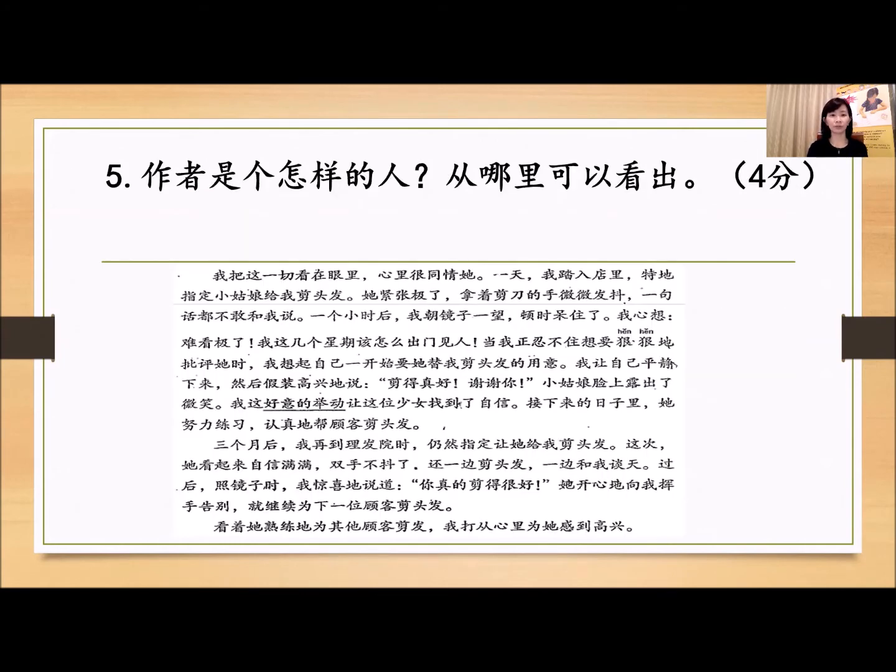Okay, question number 5. 作者是怎样的人？从哪里可以看出？Okay, this kind of question is a very common question that you will see towards the end of the comprehension. All right. And over here, there are 2 paragraphs to state what the writer did to help the girl who is learning hair cutting. All right. So to give you a brief idea, I have to go through these 2 paragraphs.